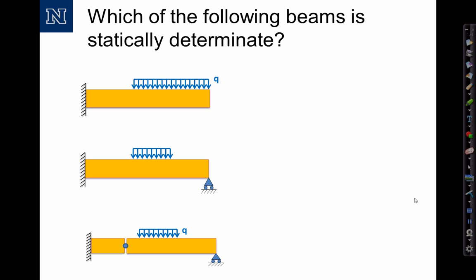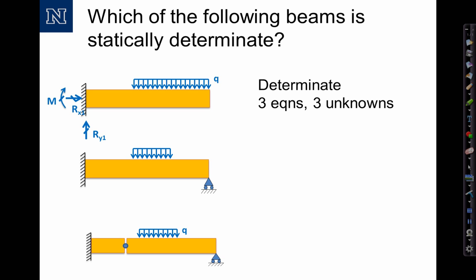Lastly, we review the concept of static determinacy by a series of examples. Which of the following beams is statically determinate? First, we have a cantilever beam. Through the fixed support, it has 3 unknown reactions, but 3 equations of equilibrium. So 3 unknowns, 3 equations, we can use those to solve for those 3 reactions.